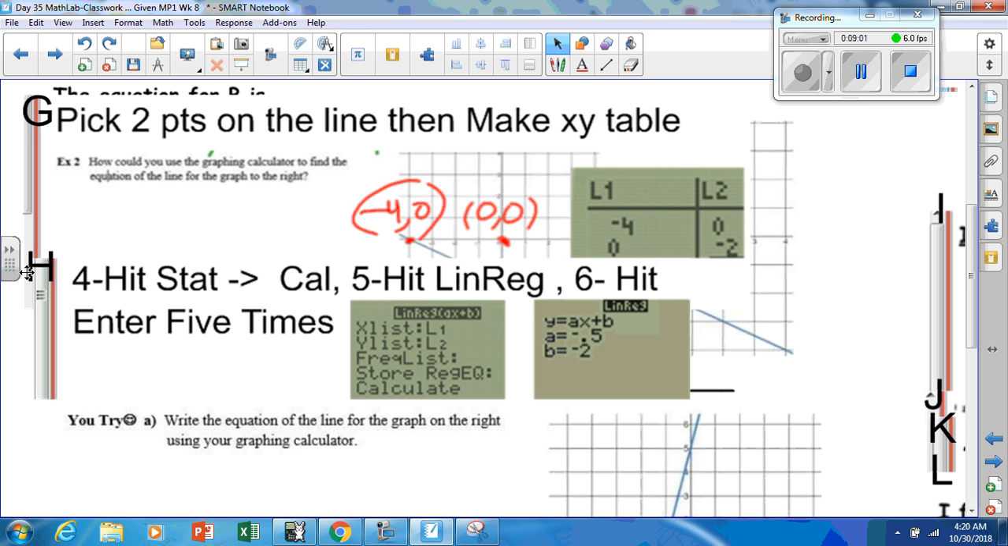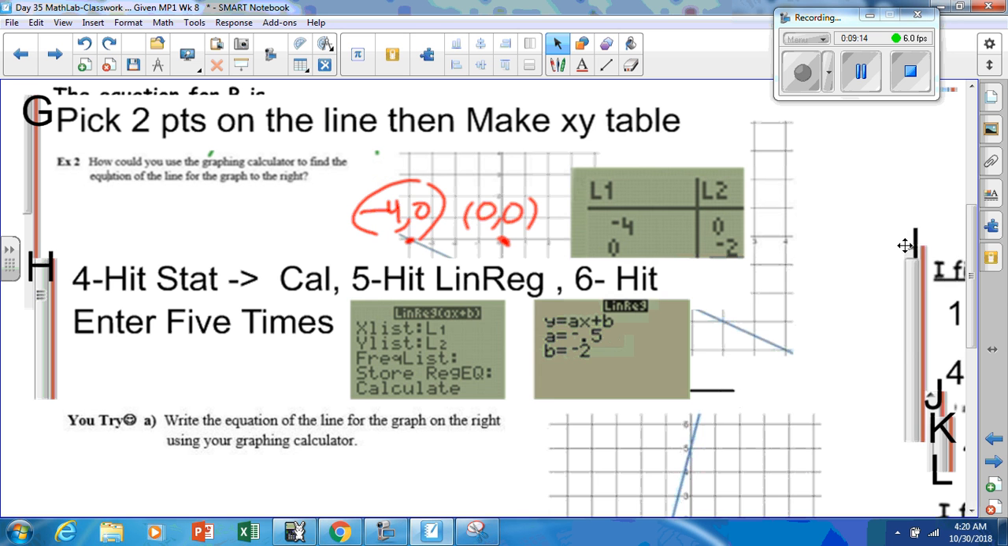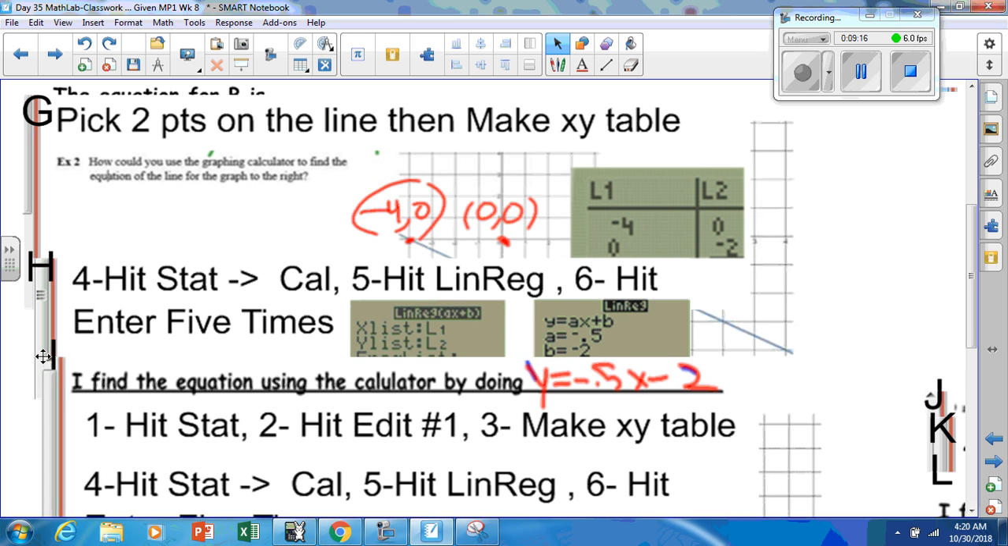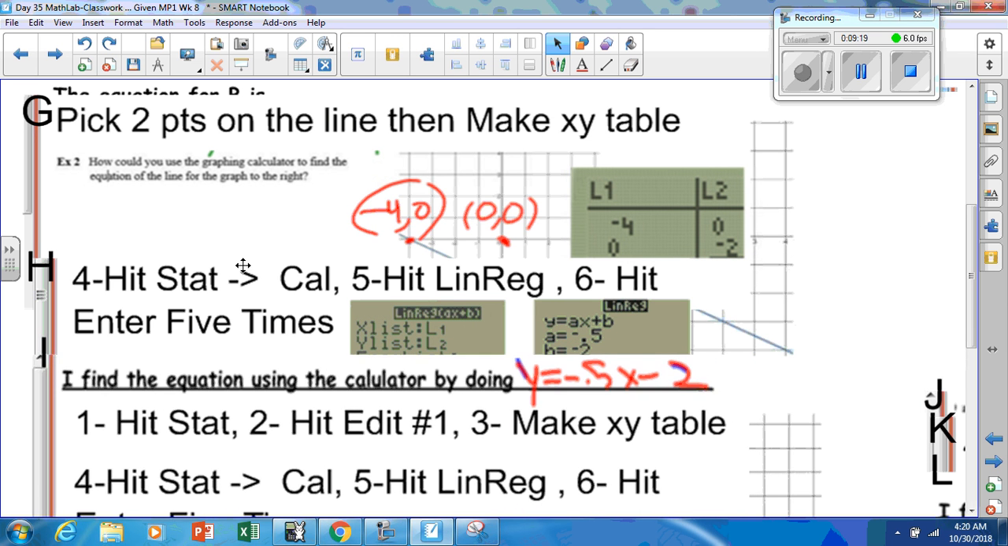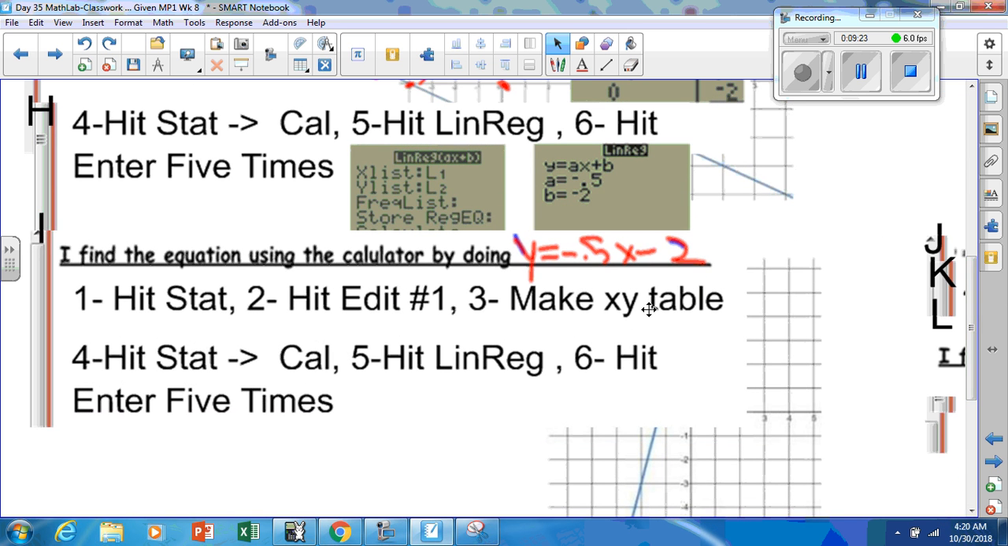So what do I need to do? To summarize, I find the equation of this function using the calculator by doing the following. Number 1, I hit stat. Number 2, I hit edit number 1. Number 3, I make an XY table. Number 4, I hit stat, then calc. Number 5, I hit linear regression. And number 6, I hit enter 5 times. Easy peasy. That's what I'm doing.